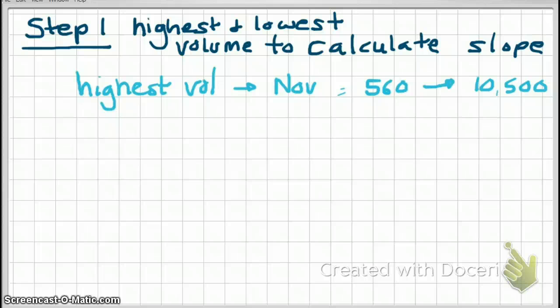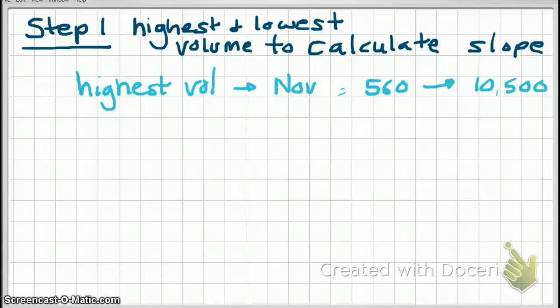The most common mistake that students make is they pick the highest volume on the club membership column, but then they go ahead and find the highest cost as well. You don't do that. You have to look at the cost that corresponds to your highest volume.